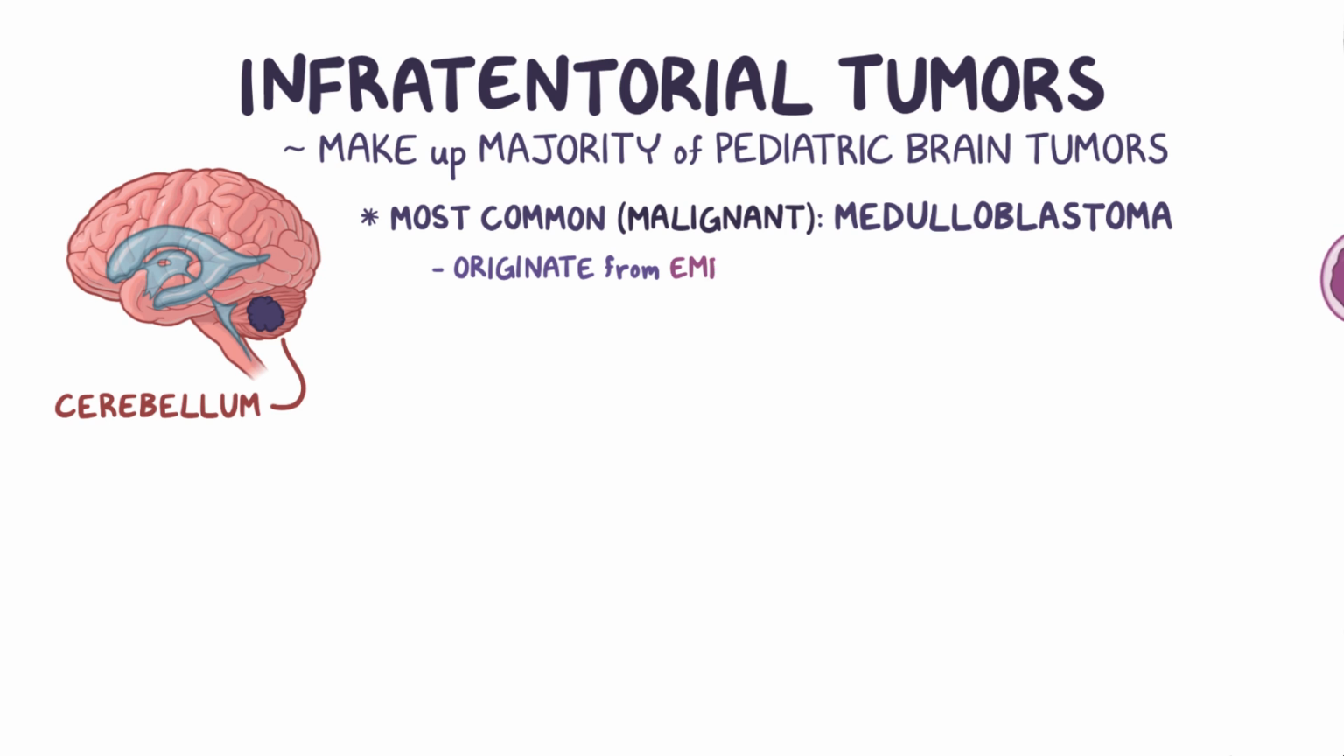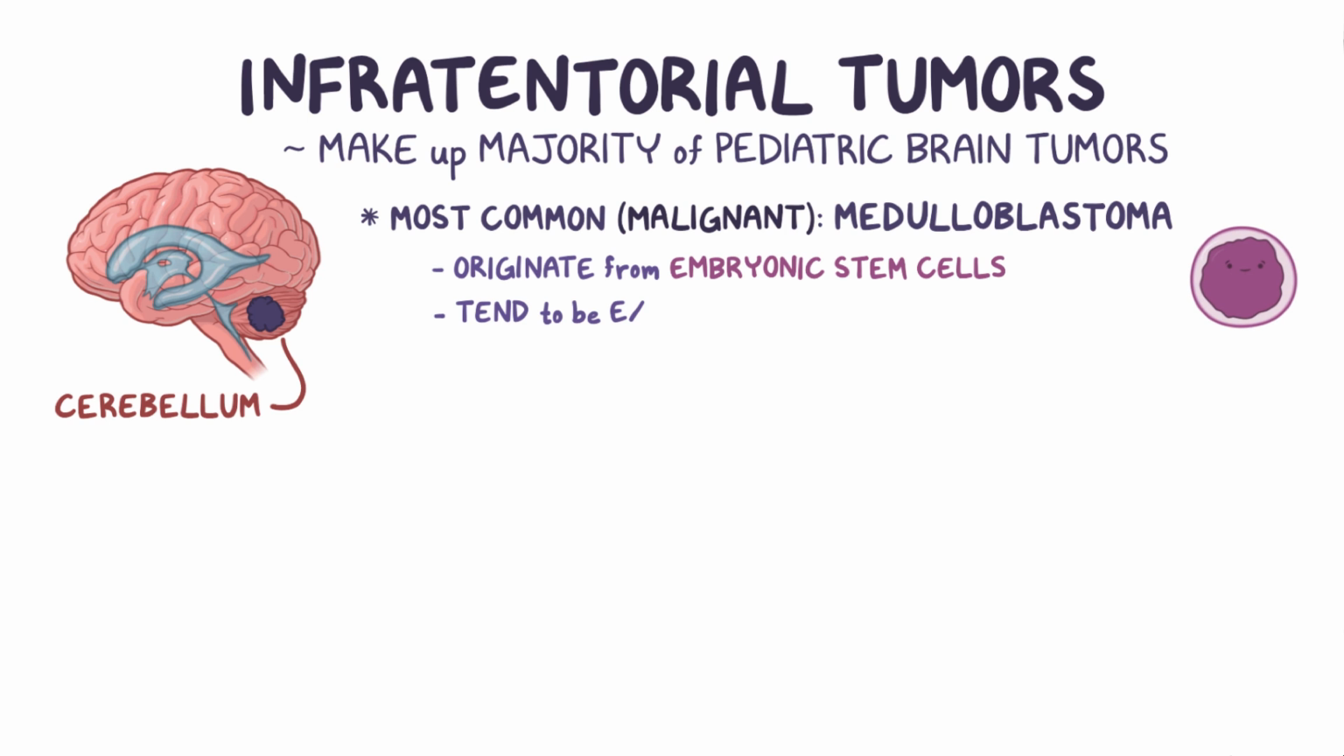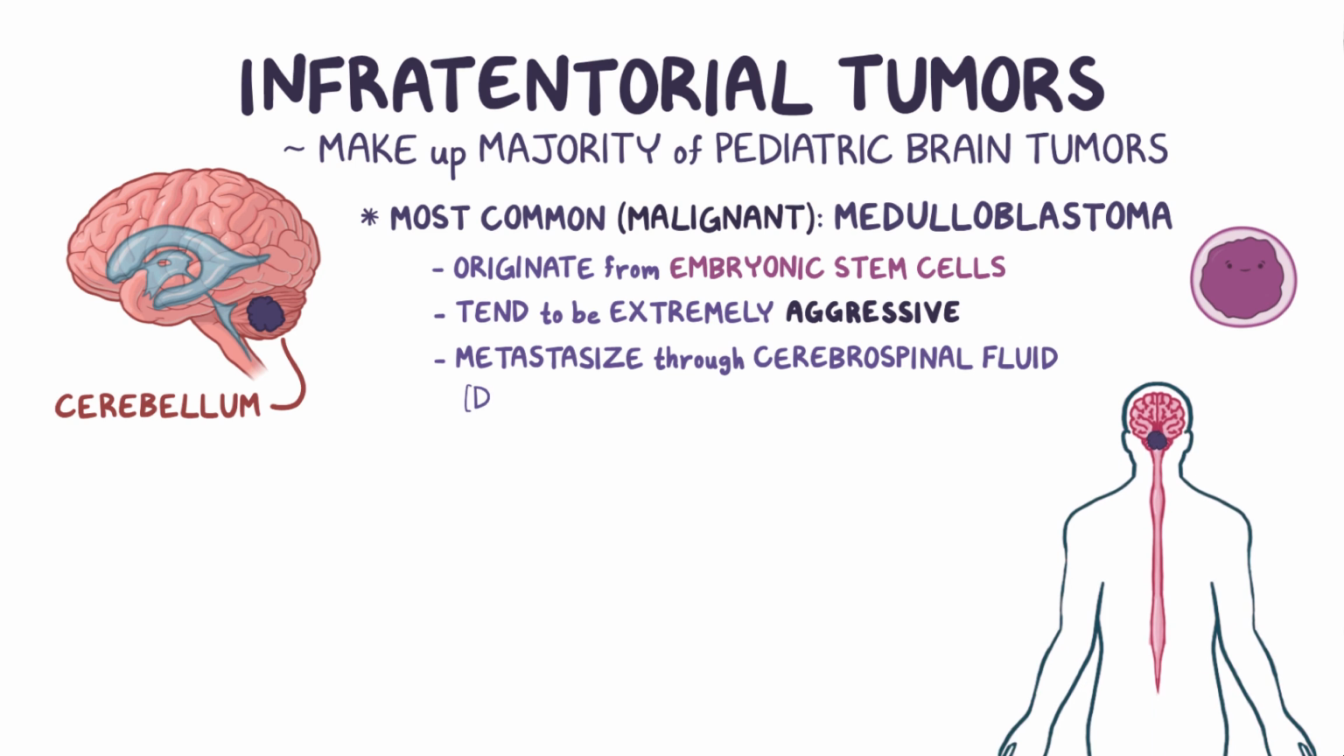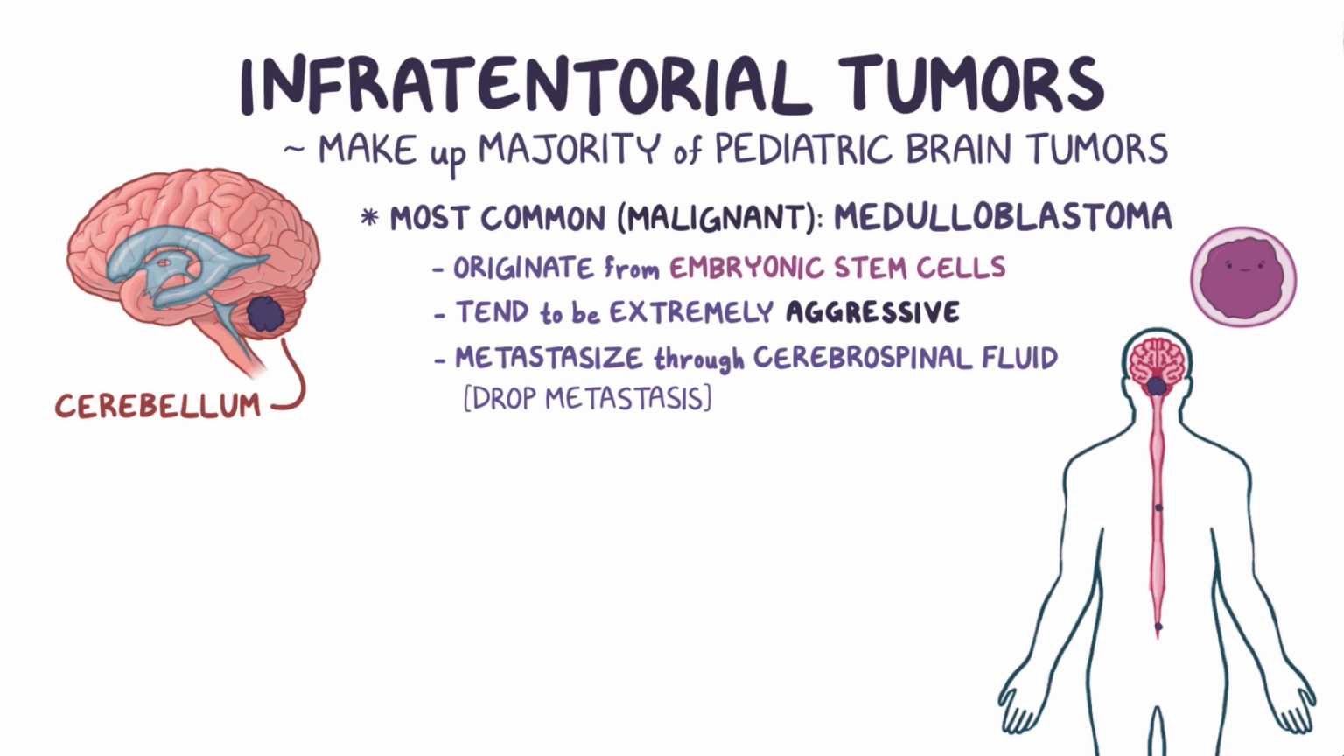Medulloblastomas originate from embryonic stem cells, and they tend to be extremely aggressive. One relatively unique feature is that they metastasize through the cerebrospinal fluid in a process called drop metastasis, where the tumor spreads to the base of the spine. Because of this, medulloblastomas are typically only classified as grade 4.